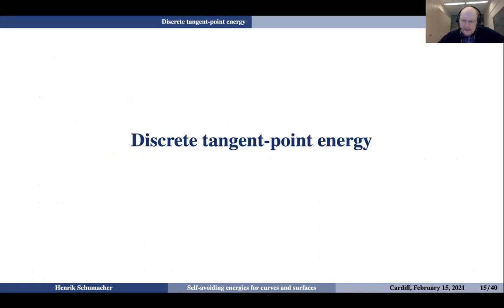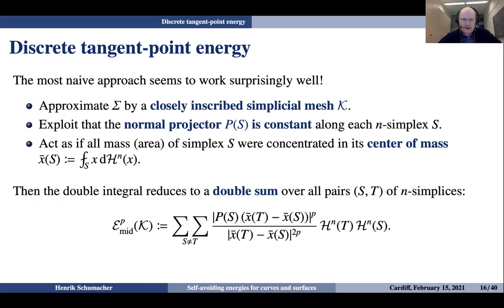First is how to discretize the energy, and this is actually rather straightforward. As I said, instead of smooth surfaces, you take simplicial meshes: triangle meshes, or polylines. The energy involves the orthogonal projector, the projector onto the orthogonal complement of the tangent space. For a polyhedral surface, you don't have a tangent space everywhere, but you have it on each facet. The facets are flat, so there's a unique projector for each simplex.